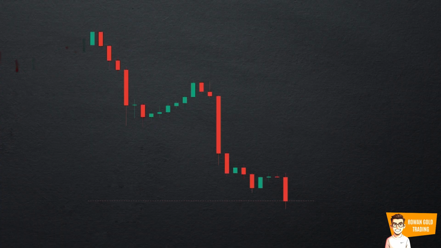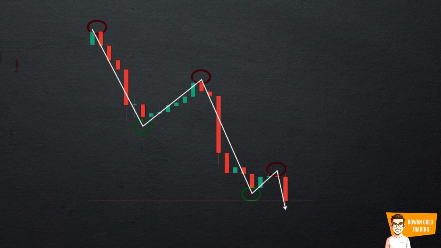Now for the plot twist. Story number 2 is the control shift. This one tells a story of rejection. The big clue here is a long wick. A long wick is screaming at you that one side tried to push the price way in one direction, but the other side fought back hard and rejected that move. This is often a huge sign that momentum is fading and a reversal could be right around the corner.